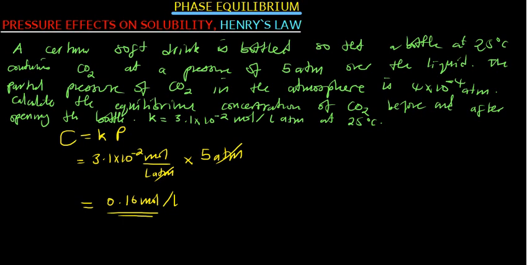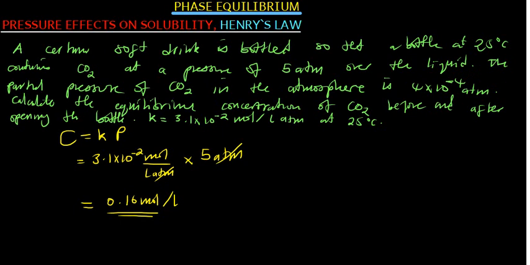So when the bottle is open, the carbon dioxide in the soda is going to reach equilibrium with the atmosphere. The atmosphere has this pressure of carbon dioxide, but that was the pressure of carbon dioxide in the bottle. So this is the pressure of carbon dioxide at equilibrium before the bottle has been opened. But at equilibrium, when the bottle is opened, what will be the concentration of carbon dioxide?